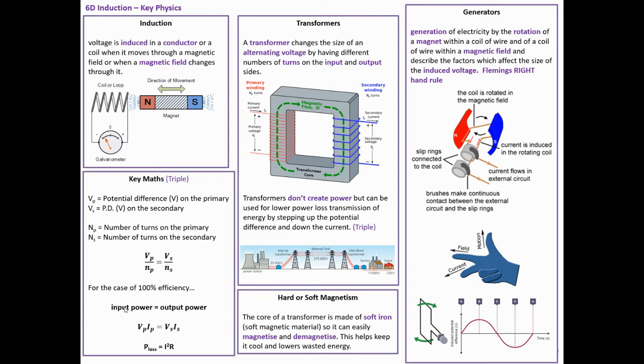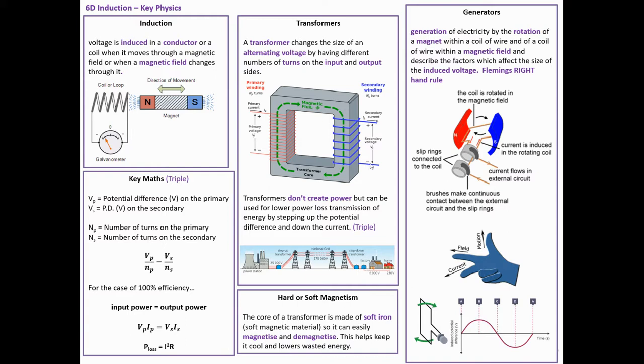Now, typically, if it was a perfect situation, input power equals output power: voltage on the primary times current on the primary equals voltage on the secondary times current on the secondary. But we often find that transformers are not 100% perfect, and you could work out, if you know the resistance and so on in the wires, the power loss, which comes out at I squared R. So if I reduce the current quite a lot, I reduce the power loss, and this is why they step up the voltage to go down the transmission lines, and then they step it down again later.